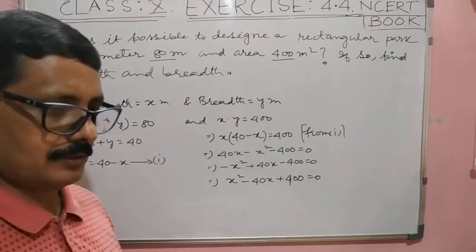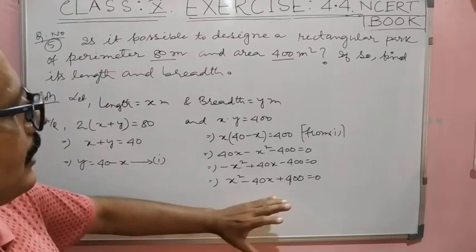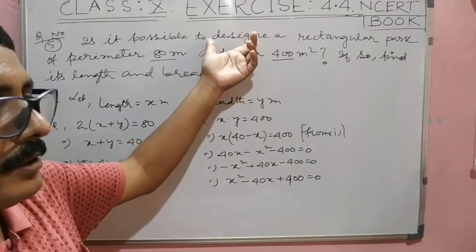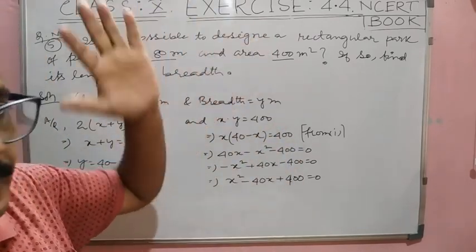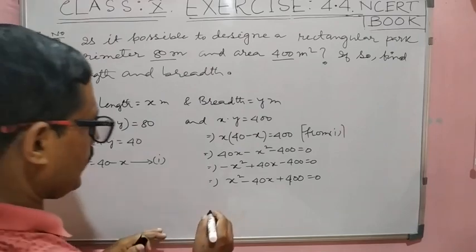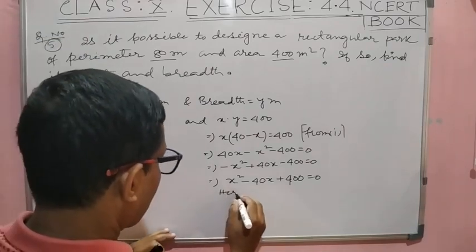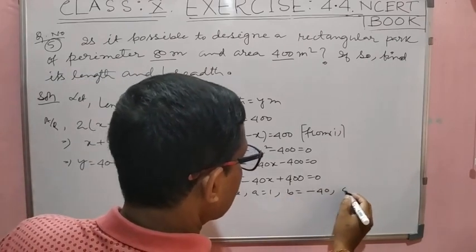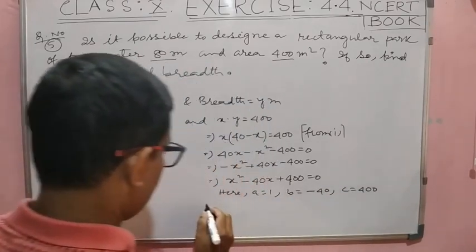नाउ दिस इज द इक्वेशन. अब हमें चेक करना है वेदर इट इज रियल रूट और नॉट. अगर रियल रूट होगा तो ये पॉसिबल है, अगर रियल रूट नहीं होगा सो दिस इज नॉट पॉसिबल. सो हियर a equal to 1, b equal to minus 40, c equal to 400.